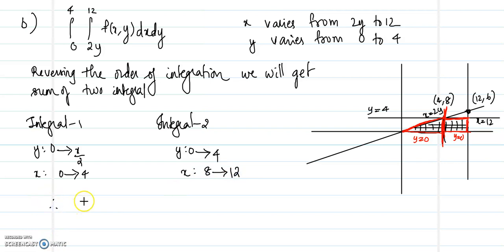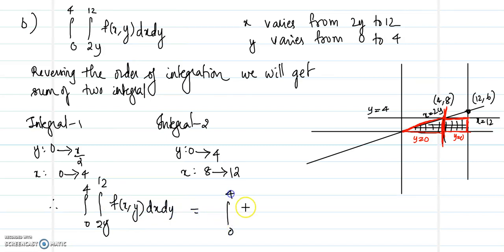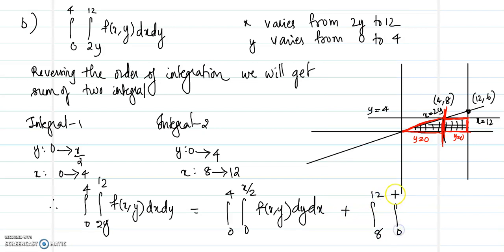Therefore the required integral in the reverse order will be: f of xy dx dy will be equal to integral 0 to 4, integral 0 to x by 2 f of xy dy dx, plus integral 8 to 12, integral 0 to 4 f of xy dy dx. So that is the required order of integration in the reverse order.